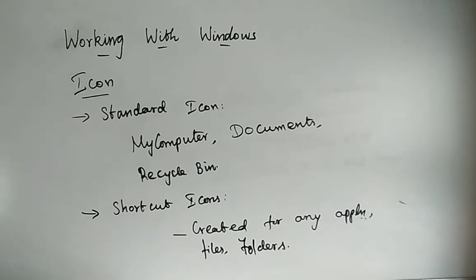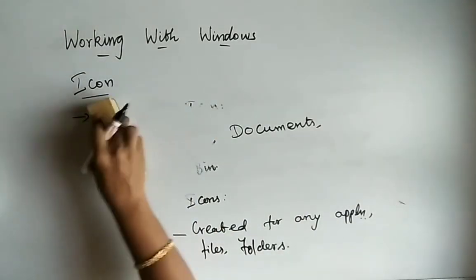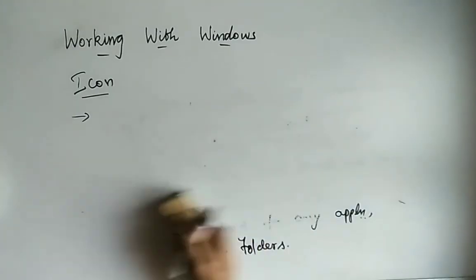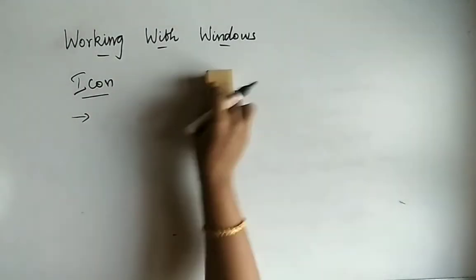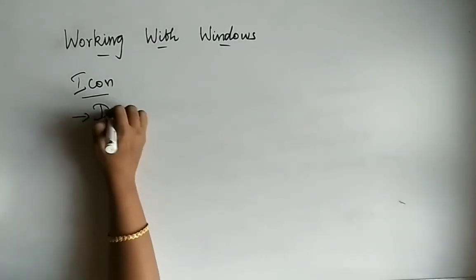So just now we have discussed two types of icons. That is your standard icon, and the next one is your shortcut icon. And the next one you are going to have is the disk drive icon.